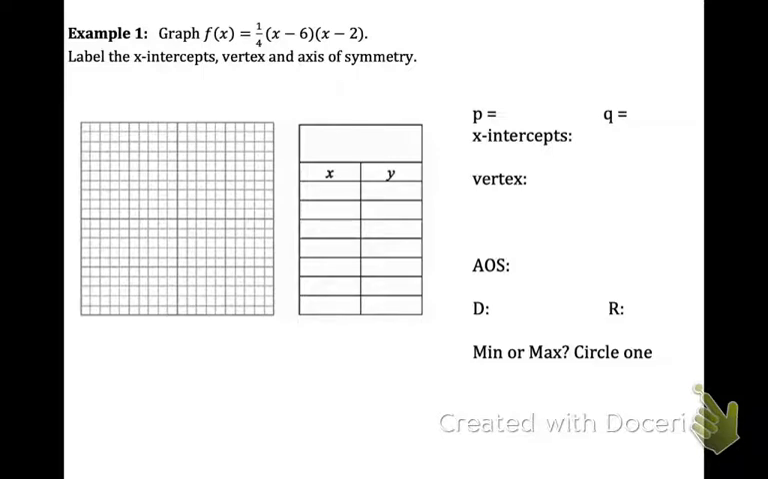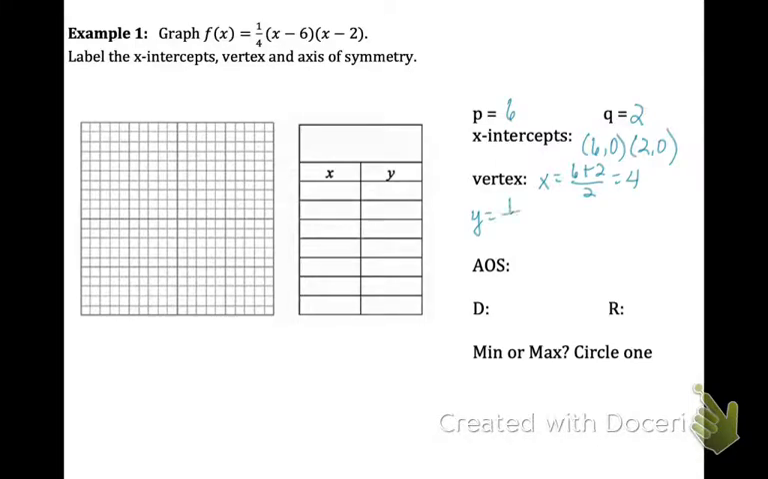So p will be the first x-intercept we see, which is positive 6, and q is the second one, which is positive 2. It really doesn't matter which one you call p and which one q. Now let's write them as x, y points. That would be the point (6, 0), right on the x-axis, and then (2, 0). Now let's find the axis of symmetry, or the x value of the vertex. We take that formula, p plus q, and divide it by 2. That gives us 8 divided by 2, or 4. So the x value of the vertex, or our axis of symmetry, is 4.